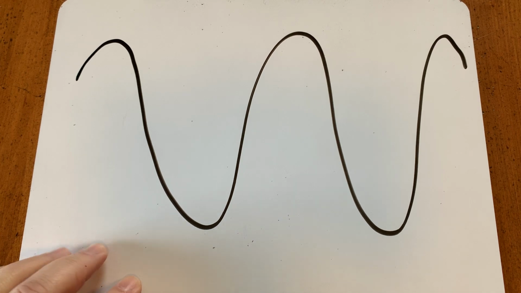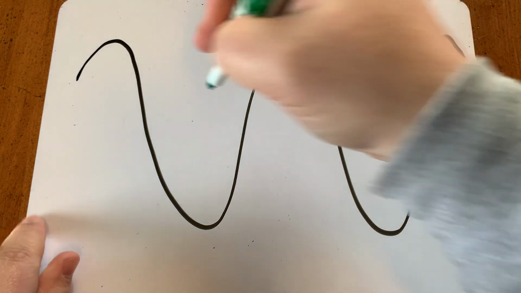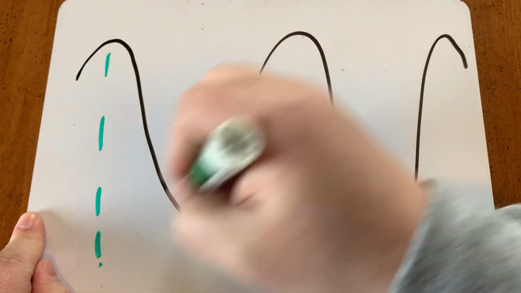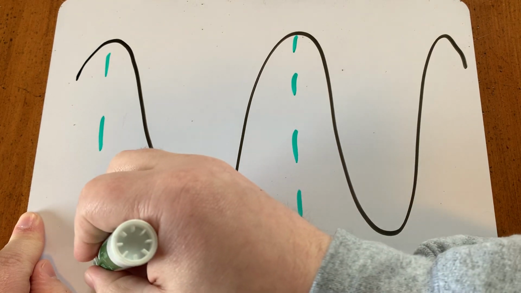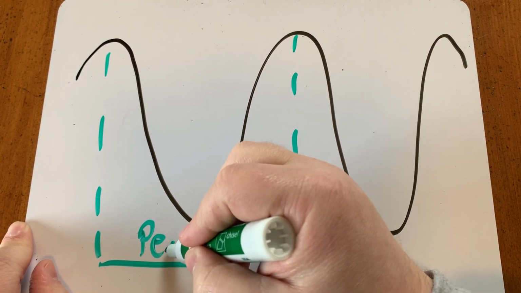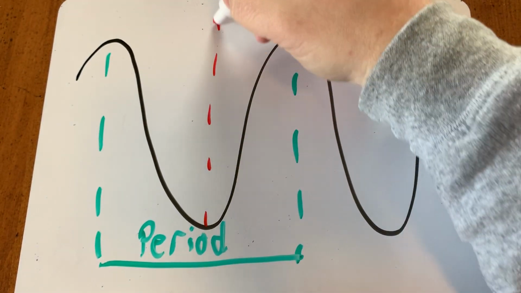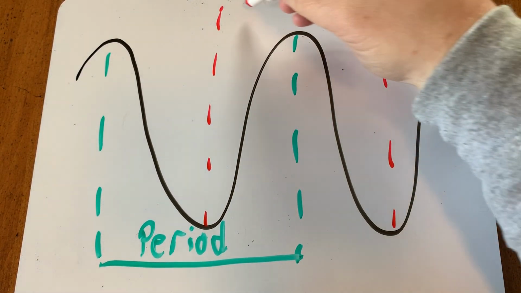So that's just 2 cycles of a sinusoid. And if you take from here to here, that's 1 repetition. A repetition is called a period. But it doesn't have to be from maximum to maximum. It could be from minimum to minimum.